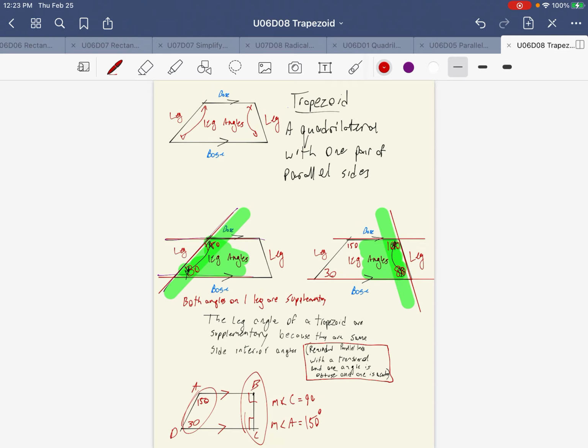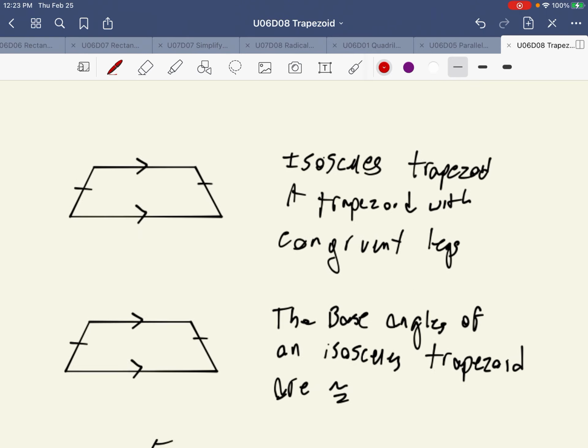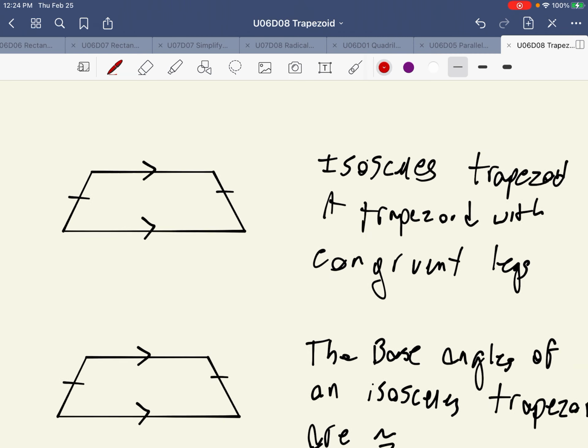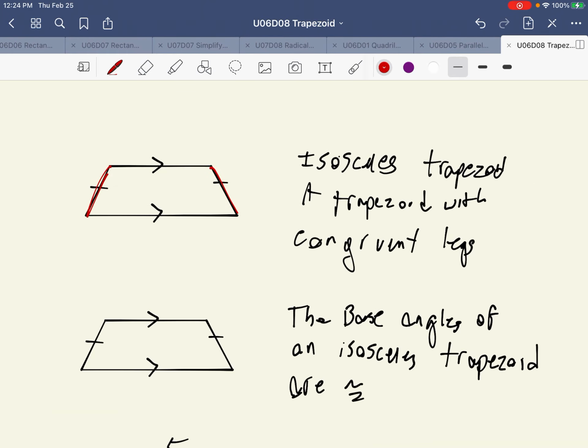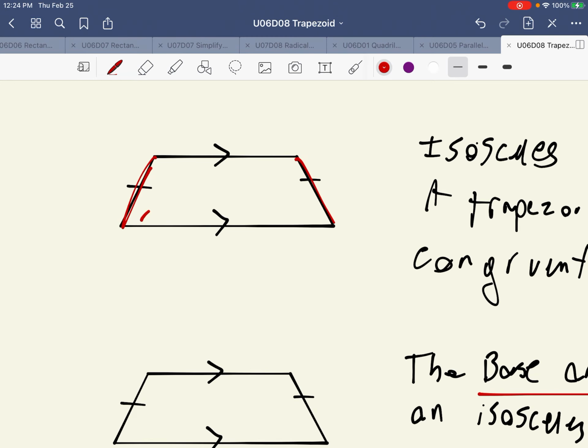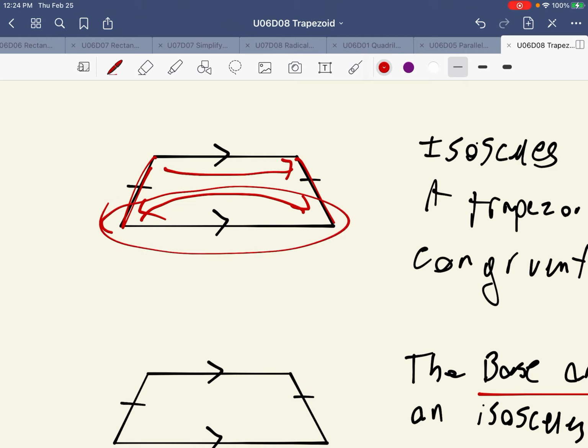Let's take a look at the isosceles trapezoid. This is an isosceles trapezoid. It is just a trapezoid, meaning you have one pair of parallel sides, but in this case the legs are congruent in measurement. If the legs are congruent in measurement, then the base angles will be congruent. Now the base angles are the angles formed along the bases. So like the leg angles were formed along the legs, the base angles would be formed along the base. So these are base angles.